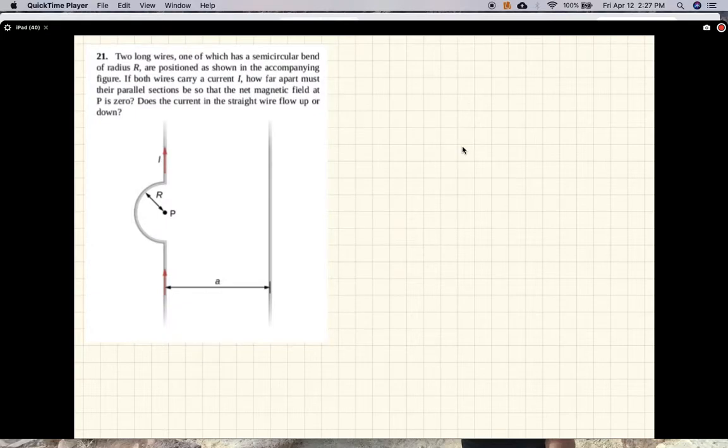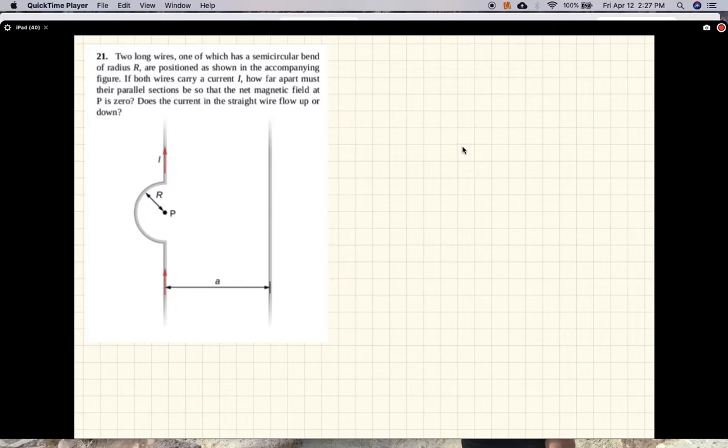Okay, let's look at this problem. Two long wires, one of which has a semicircular bend of radius r, are positioned as shown in the accompanying figure. If both wires carry a current I, how far apart must their parallel section be so that the net magnetic field at P is zero? Does the current in the straight wire flow up or down?